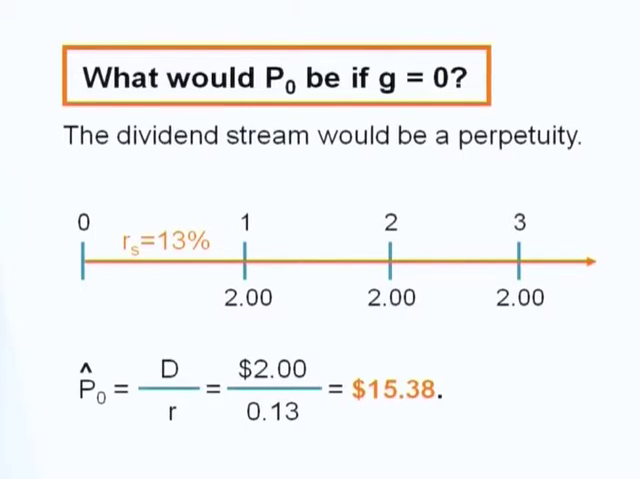What would P0 be if G equals 0? This is preferred stock, right? So you take the same amount of preferred stock dividend, $2 divided by R, 0.13. So the intrinsic value is $15.38.